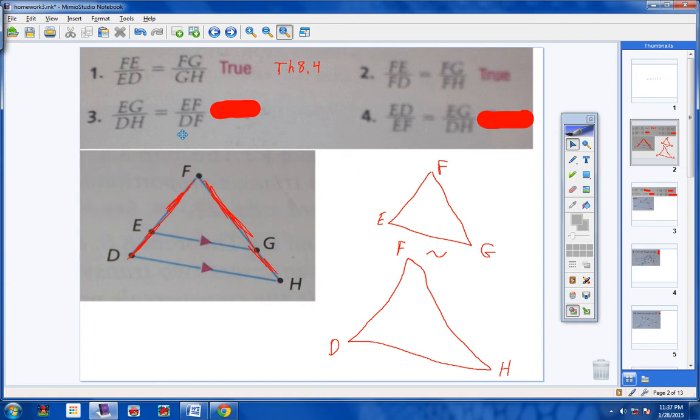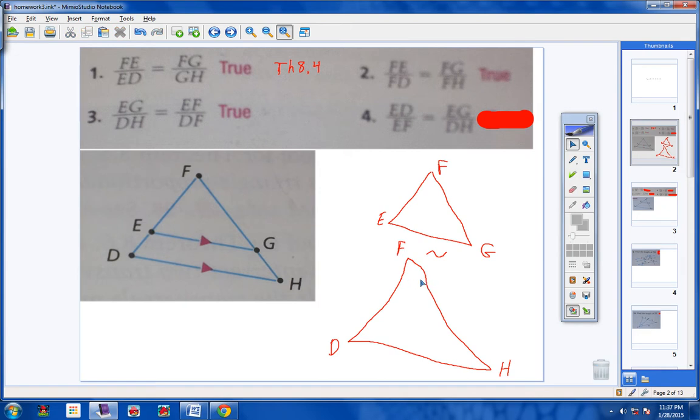Okay, number 3, we have EG right here. This side here, EG over DH equals EF over DF. Okay, so EG over DH equals EF over DF. Totally. That's exactly right. So yes, that's true. And the reason would be similar triangles have proportional sides. These two triangles are similar.